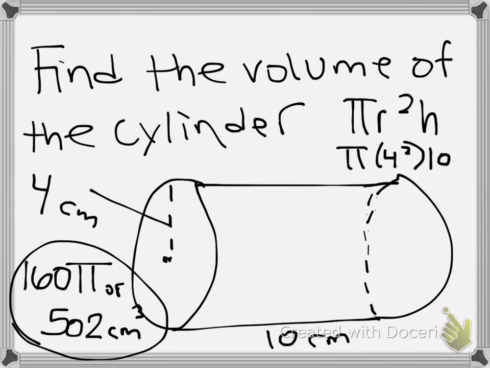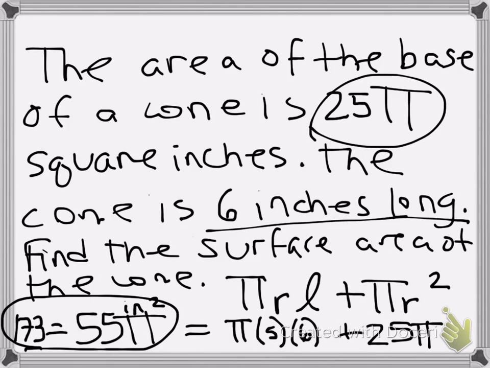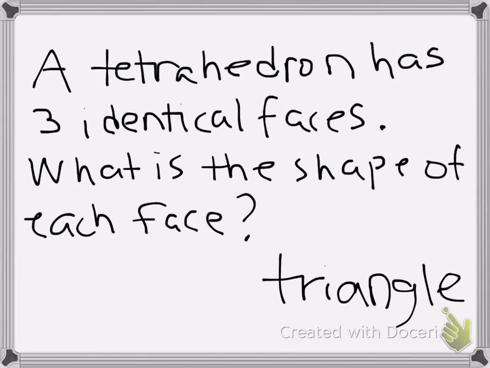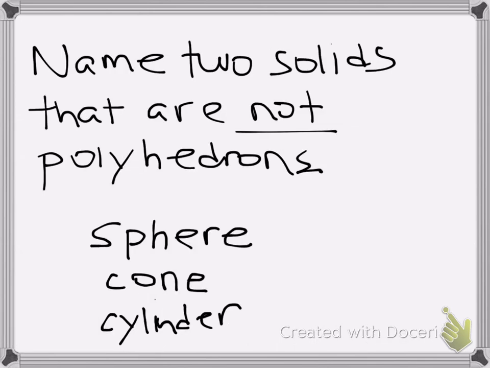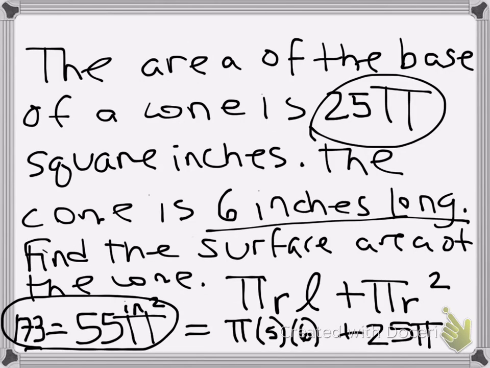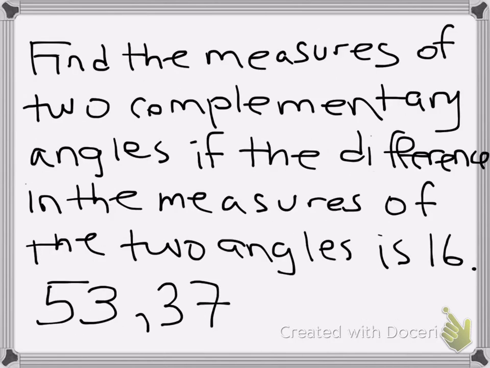So that means that you're going to need to know the volume formula for a cylinder and the surface area of a cone, and you're going to need to know about the Platonic solids, what they are, and also what are not solids. So those are the types of problems that you're going to have.